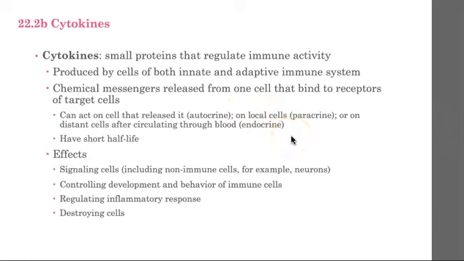And these cytokines have a short half-life, so they don't last very long. The effects could be signaling certain cells to have a specific response, and this includes non-immune cells, for example, our neurons, to maybe release a certain neurotransmitter. It could control development and behavior of our immune cells. It can regulate inflammatory responses and destroy specific cells.